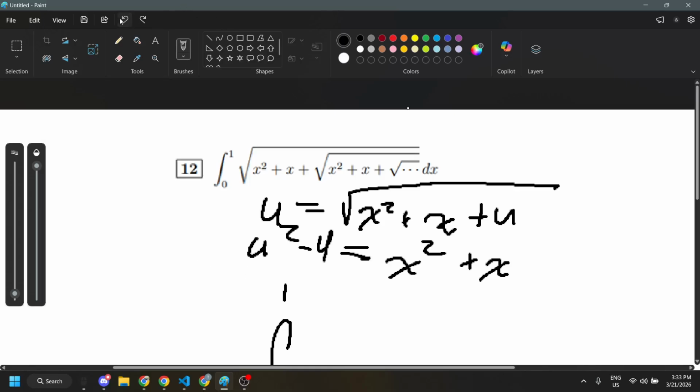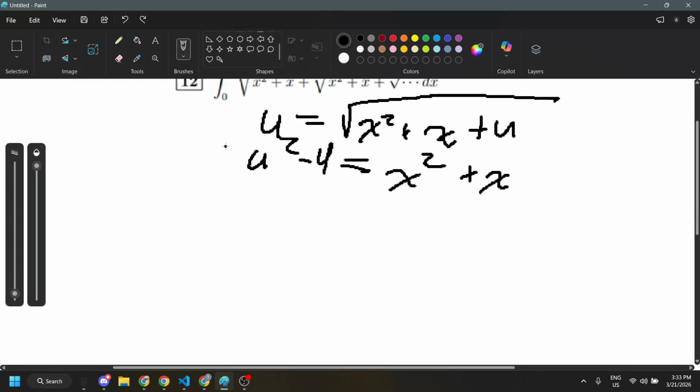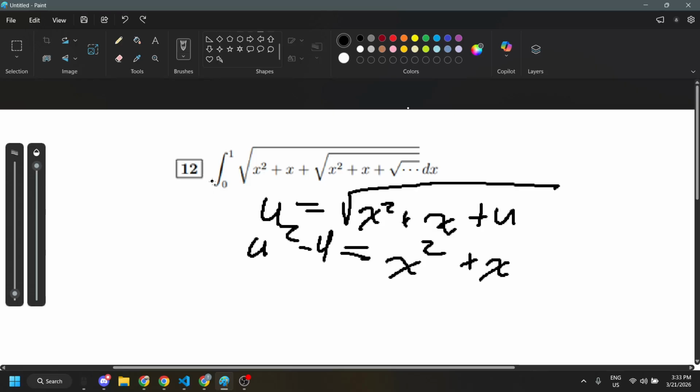Hmm, maybe. Okay, I'm glad here that we simplified this down to a closed form thing, but now we have it like this, and I don't know how to turn it from this into something where we have du.